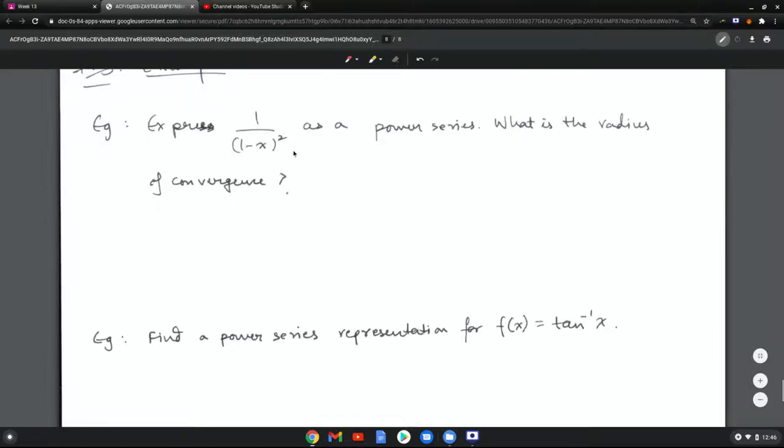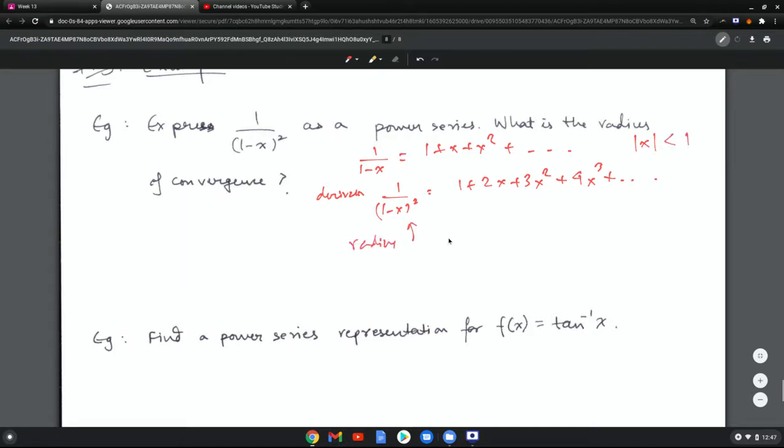Express 1 over 1 minus x squared as a power series. What is the radius of convergence? So let's go back to 1 over 1 minus x. This is 1 plus x plus x squared and so on. If you take the derivative, we've seen that you get that, and the derivative gives me a new power series where the coefficients increase by 1. And by definition, my radius of convergence is the same as this. So the radius, even for this, is 1, and the interval is the same, which is -1 to 1.